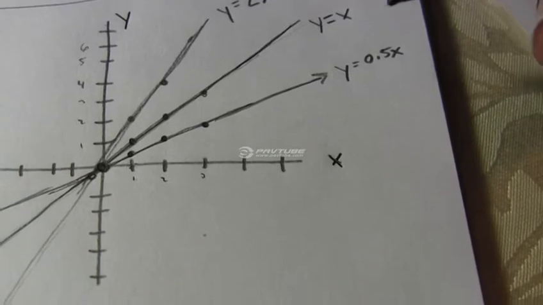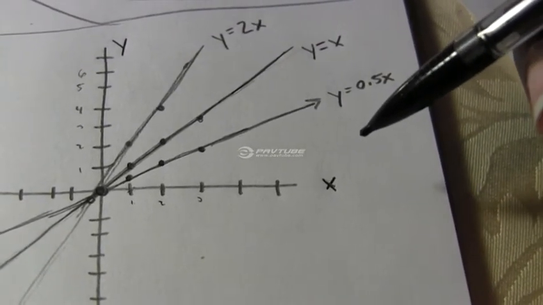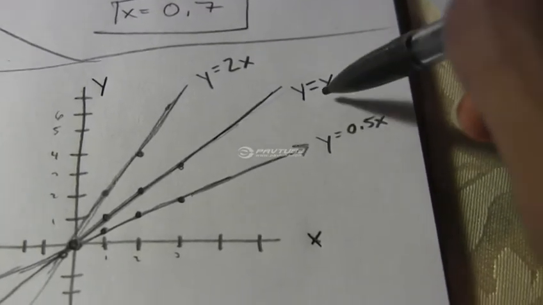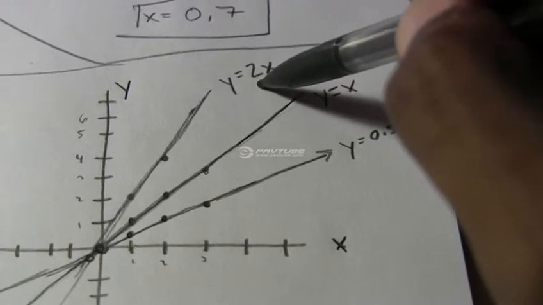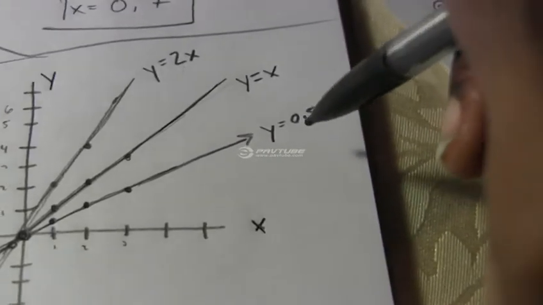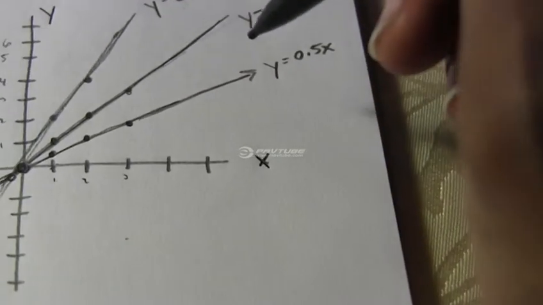Less steep than the other ones. This one should give you context. This is your middle ground, your 1x. This is your more than 1x, you know, 2 is greater than 1, and it's more steep. This is your less than 1, and it's less steep.